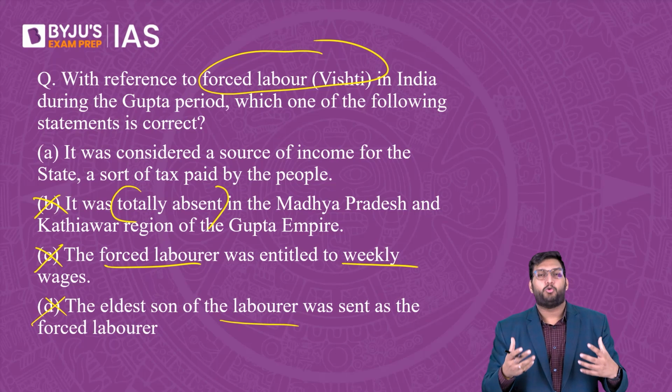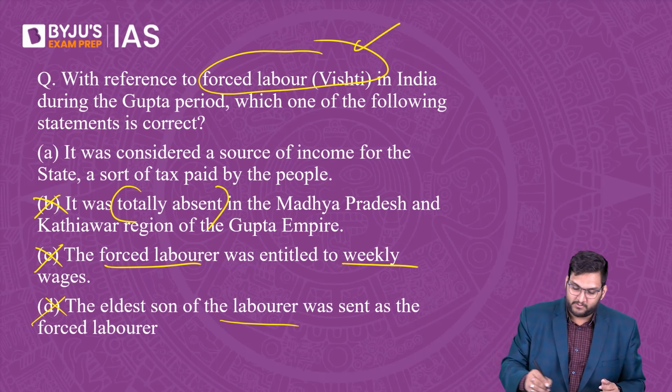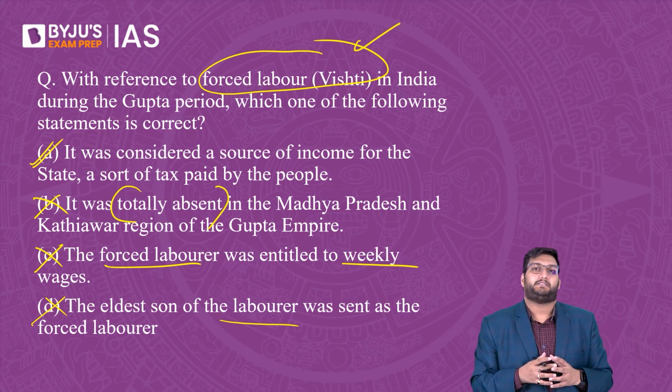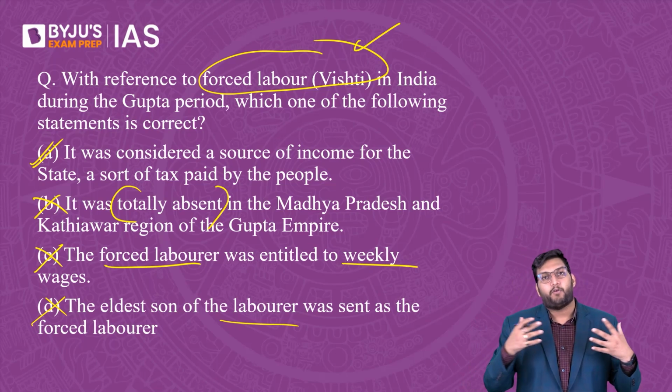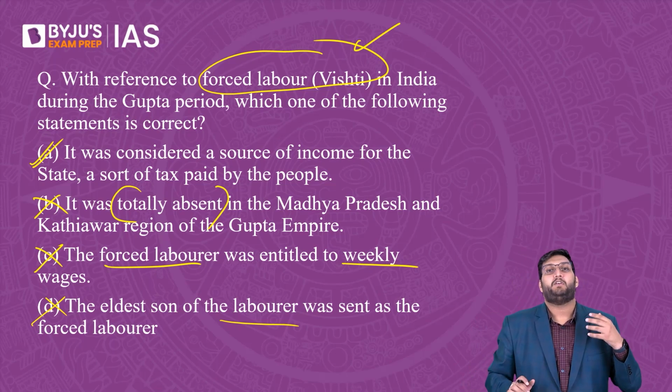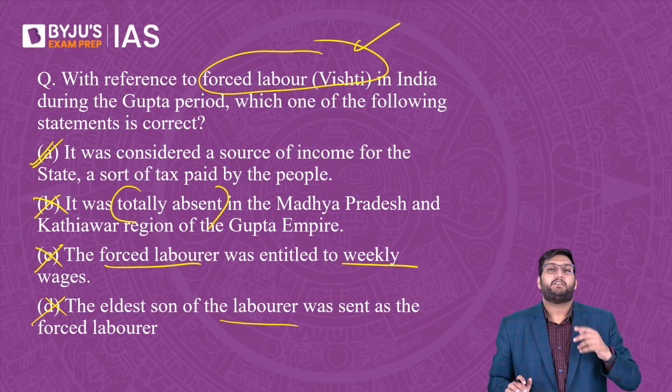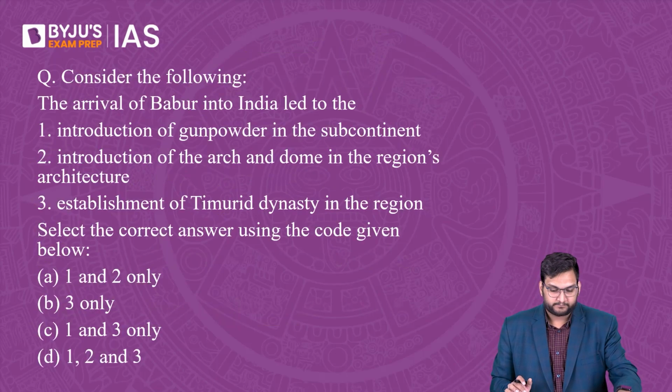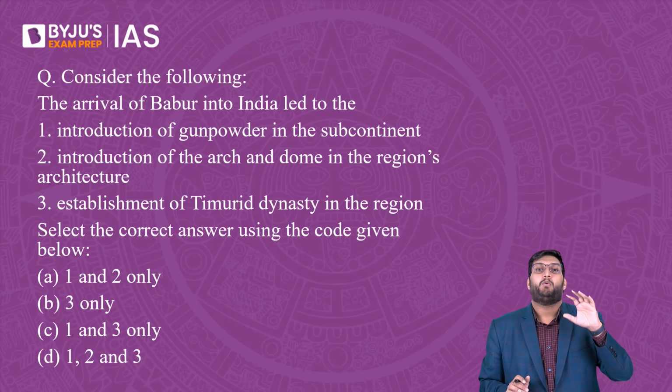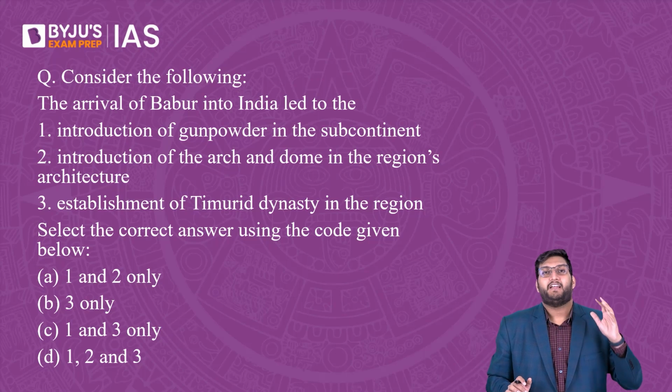But if you've gone through Gupta Empire, you would automatically know that Vishti was a sort of tax which was collected by the state in the form of labor from that person if he owes something to the state. This question again is just a dodging tactic used by the examiner because he's just playing with words. So what you saw was a question which was not based on factual knowledge but on conceptual clarity.